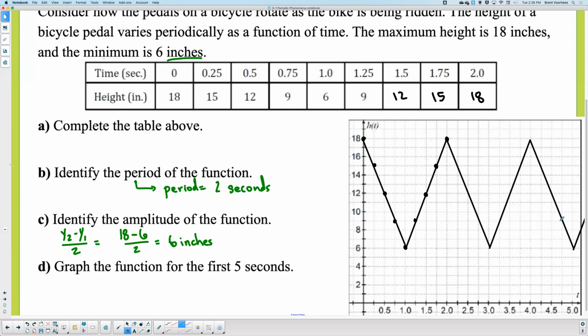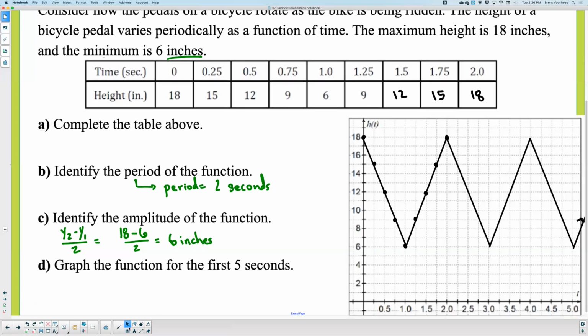And I've graphed the first 5 seconds. I went ahead and did that. You could as well. But this thing just does not want to go over. There we go. Trying to add that little arrow to the side. All right, questions over that?